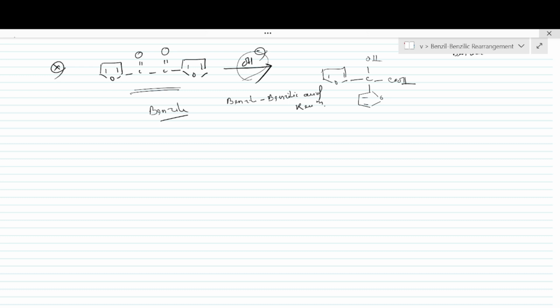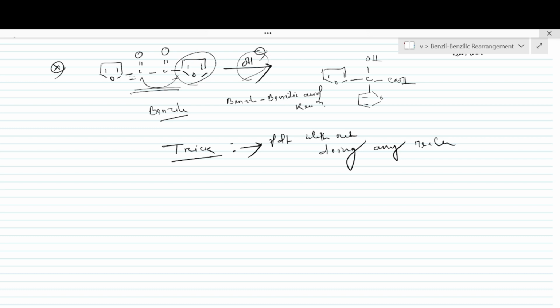After practicing the mechanism, you can follow the tricks. By these tricks, you can easily get the product without doing any mechanism. How? Just clip the bond between these two, any one bond you have to clip, and migrate that group to the next carbon and put a hydroxy group over here. Okay, so let's discuss one more example with the help of tricks.